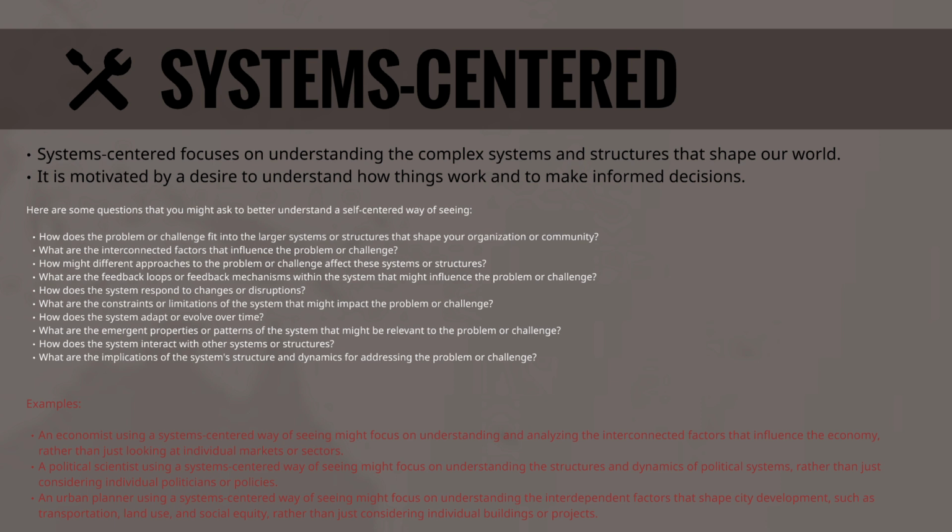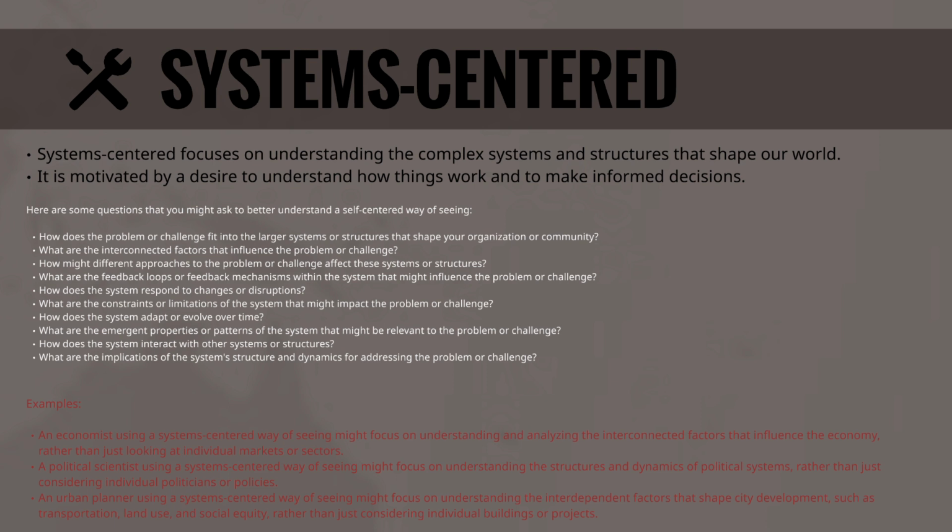How does the problem or challenge fit into the larger system or structure that shape your organization and community? What are the interconnected factors that influence the problem or challenge? How might different approaches to the problem affect these systems or structures? What are the feedback loops or feedback mechanisms within the system that might influence the problem or challenge? And then last, how does the system respond to changes and disruption? Here are a few examples.